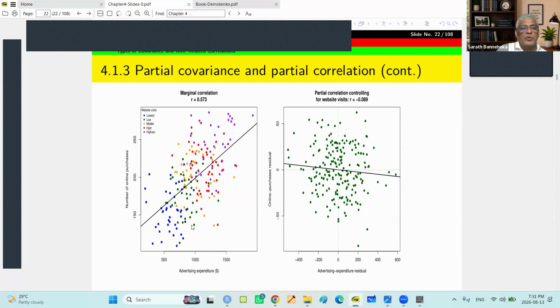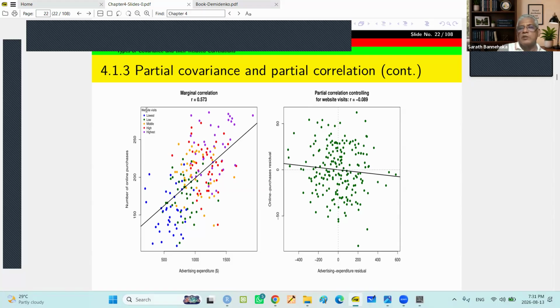Right. Now you can see here there is some positive relationship for the lowest website group, and probably there is another type of linear relationship, a different one than this one, for the highest website group, and there may be some other linear relationship or very weak linear relationship for the other groups. Right.